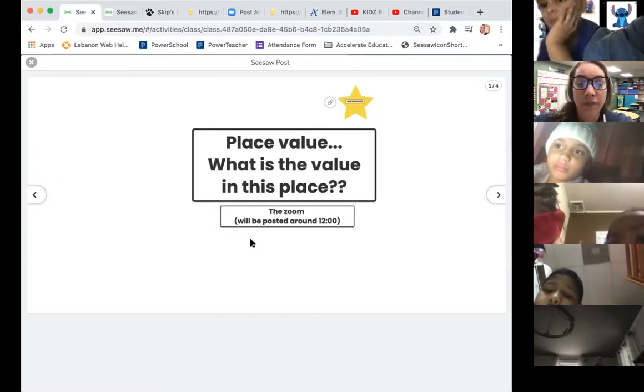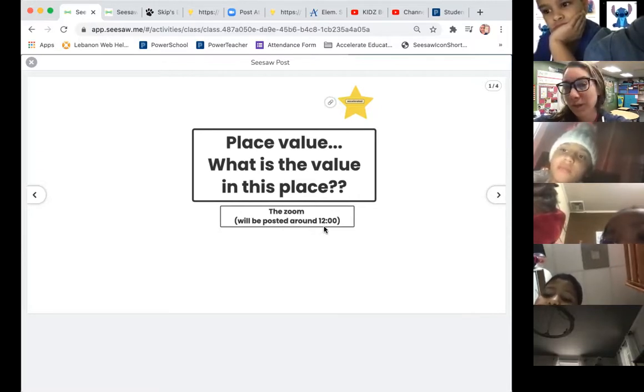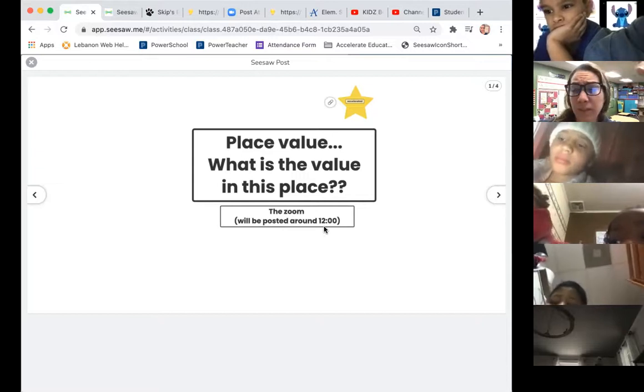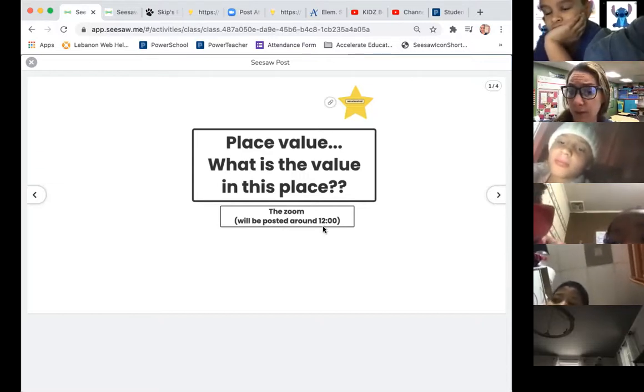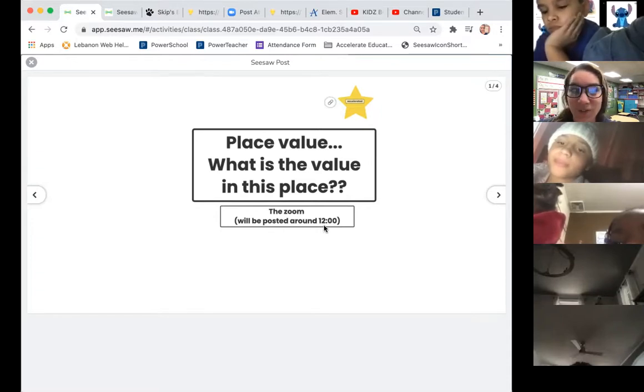Cool. This Zoom that I'm recording right now is going to be posted around 12 o'clock. So if you leave my Zoom in the middle of it, and then you're like, oh man, I need help with this, you can totally come back into Zoom and I will help you. But you're not going to be able to view the lesson until around 12 o'clock because that's how it's working.